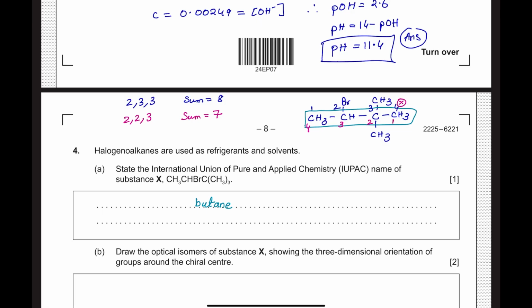So how do I write the name? You have two methyl groups at position 2, and you have a bromo group at 3. So we'll write it alphabetically. Bromo comes first, methyl comes later, right? So it's 3-bromo-2,2-dimethylbutane. This is the entire name.